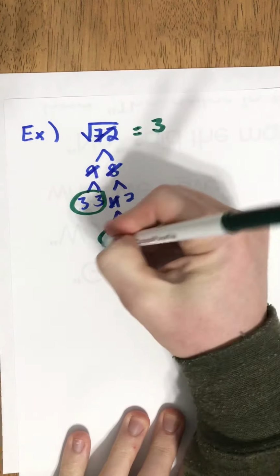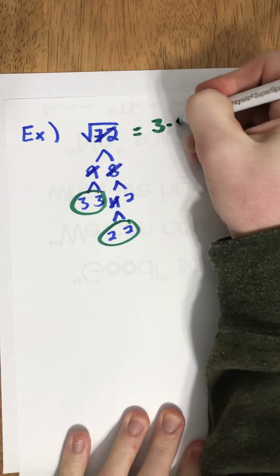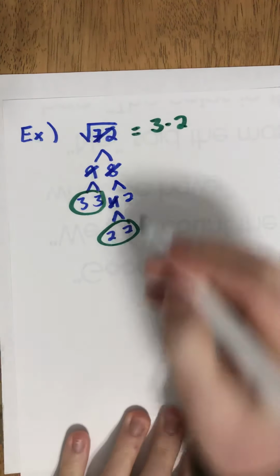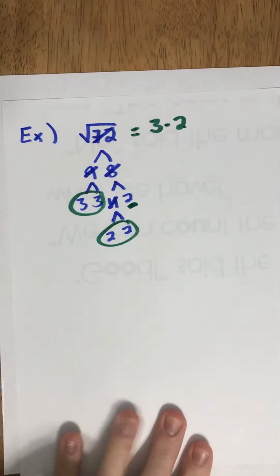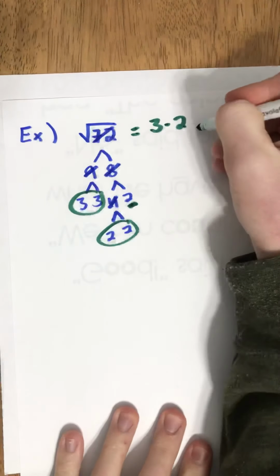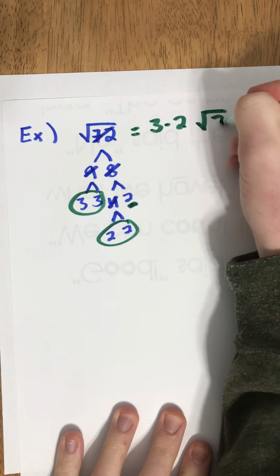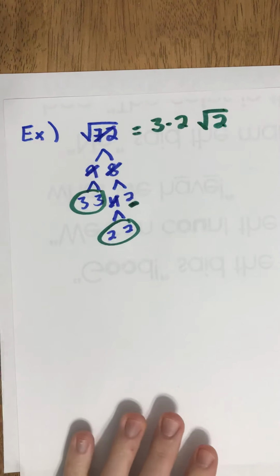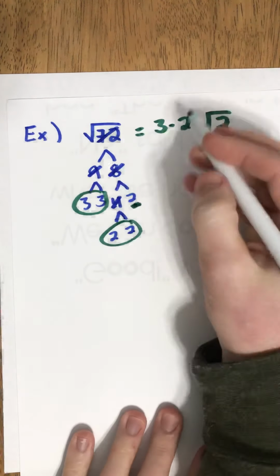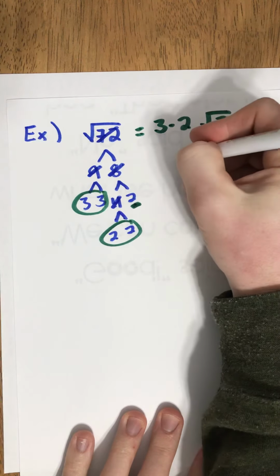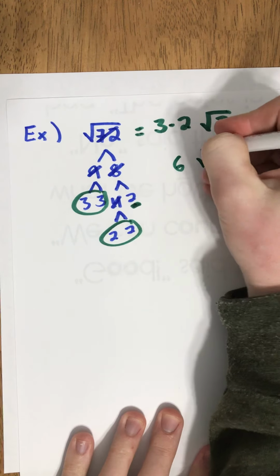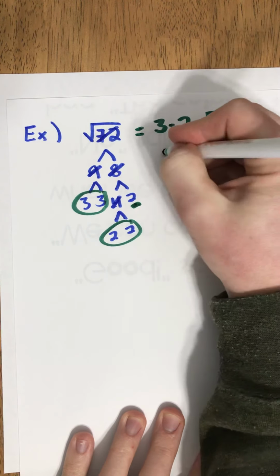I also have a pair of 2's. That's going to go outside the radical as well. This 2 right here has no pair. So this 2 is going to stay inside the radical just like that. Now to clean it up at the end, we're just going to multiply these numbers together. 3 times 2 is 6. And then I have the square root of 2.